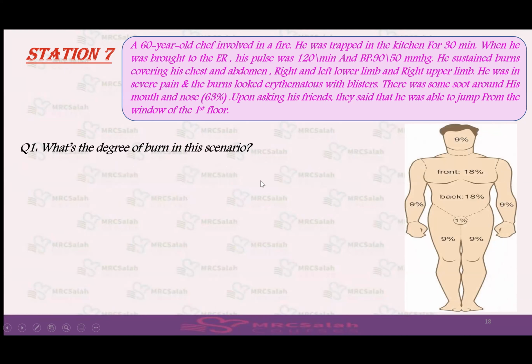Dr. Ahmed, what is the degree of burn in this scenario? Due to the erythematous appearance and blisters, partial thickness burn. Dr. Isra, how are you going to manage this patient?